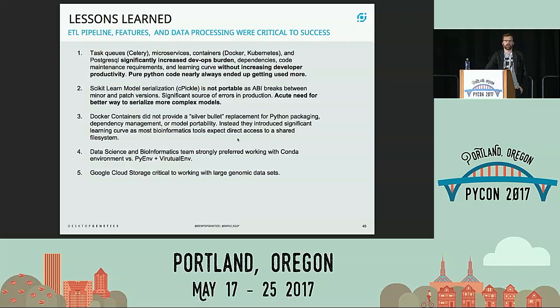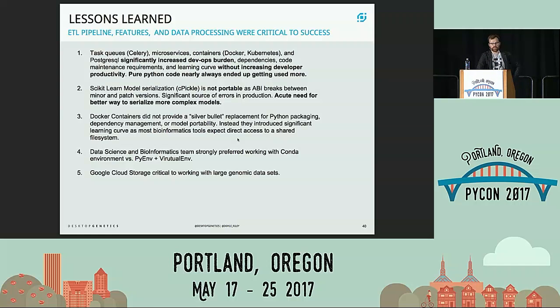We also found some interesting Python lessons. The first was that things like Celery task queues, microservices, containers, and even the Postgres database actually just increased the DevOps burden on the bioinformaticians to go and implement things rather than increasing their productivity. Because, as we've heard in some other talks today, when the code is changing so quickly and you're experimenting a lot, we found that pure Python implementations without a lot of external dependencies or other services tended to be far more productive than something that might be more appropriate for a high traffic production case. And so the need to simplify the infrastructure was far more important because it allowed us to move faster than adding extra tools into our toolbox.